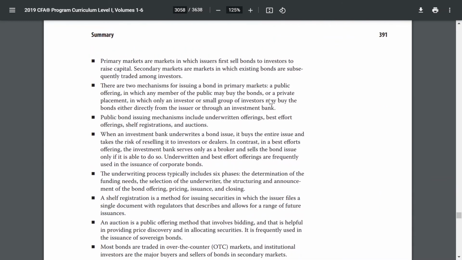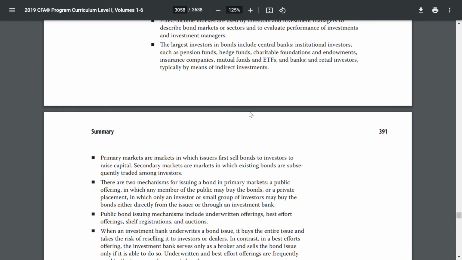The largest investors in bonds include central banks, institutional investors such as pension funds, hedge funds, charitable foundations, and endowments, insurance companies, mutual funds, ETFs, and banks, and retail investors, typically by means of indirect investment.